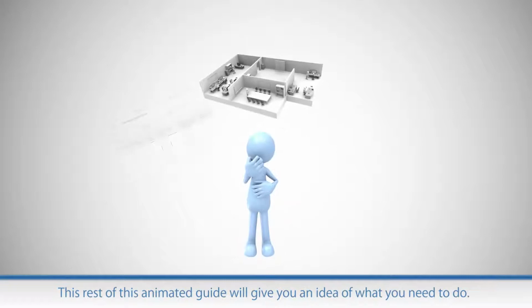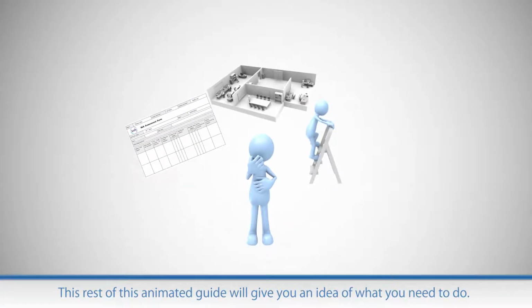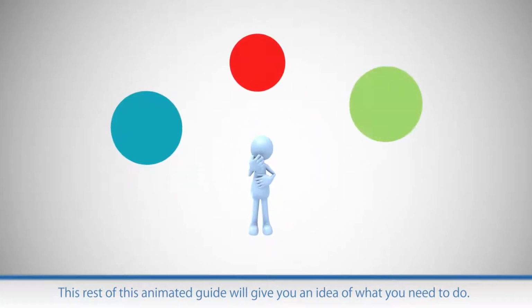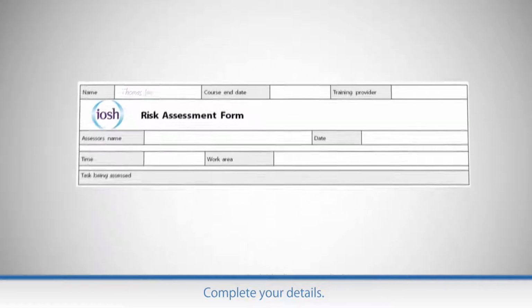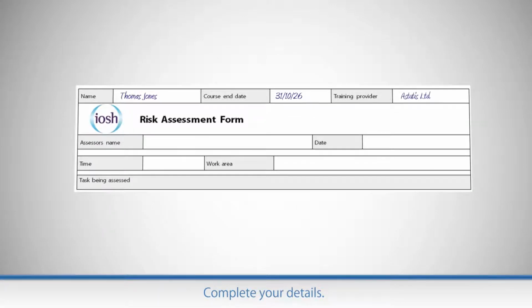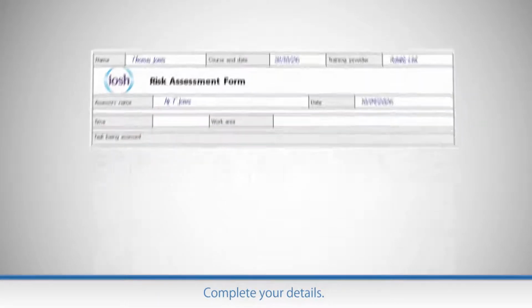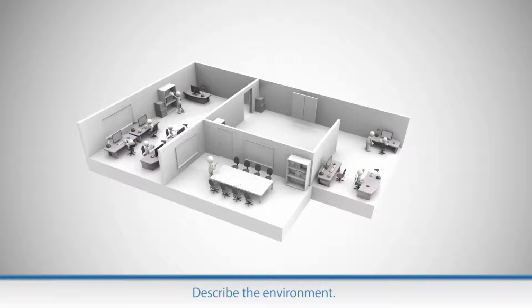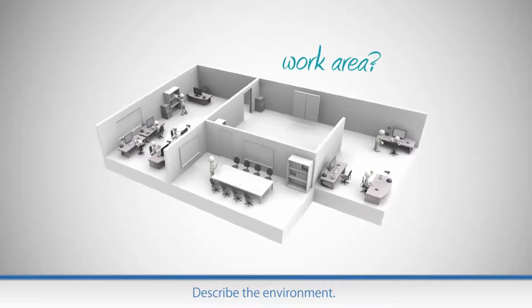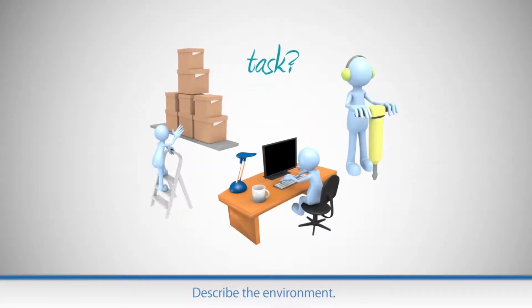The rest of this animated guide will give you an idea of what you need to do for the Workplace Assessment Project. To start, you need to complete your details, first as a student and then as a risk assessor at the top of the form. Then, you need to describe the environment you are going to be carrying out the risk assessment for. This includes describing the work area and the task being performed.